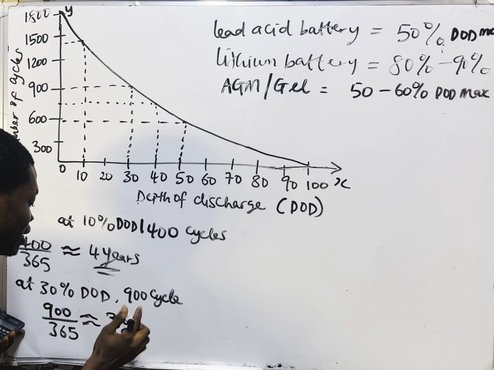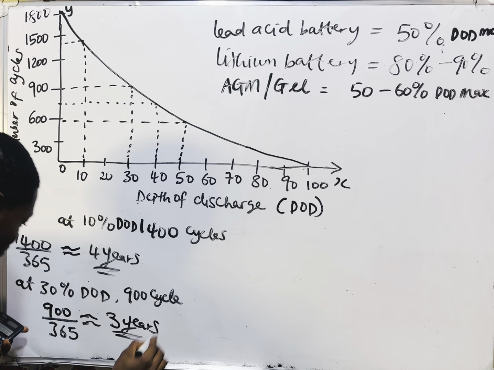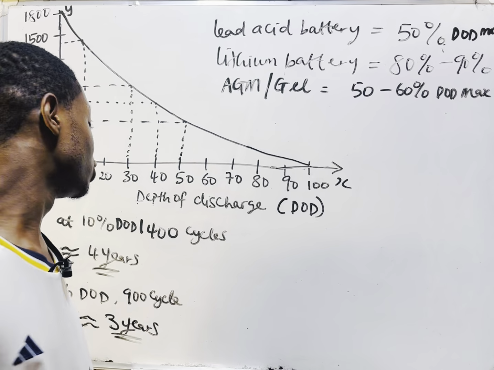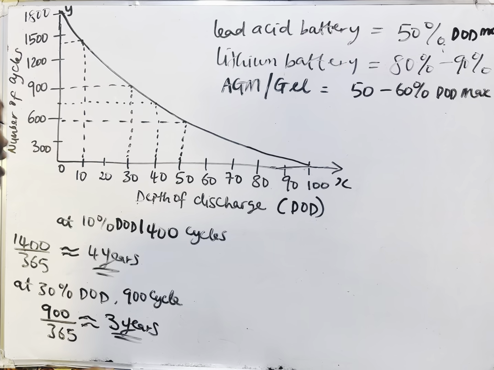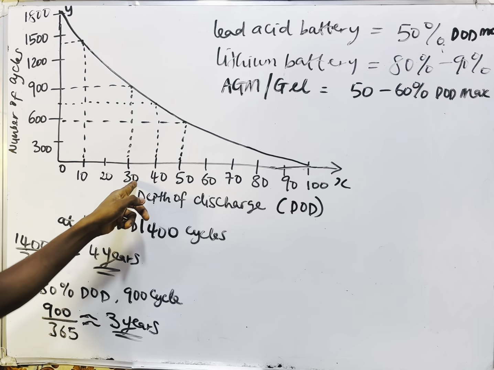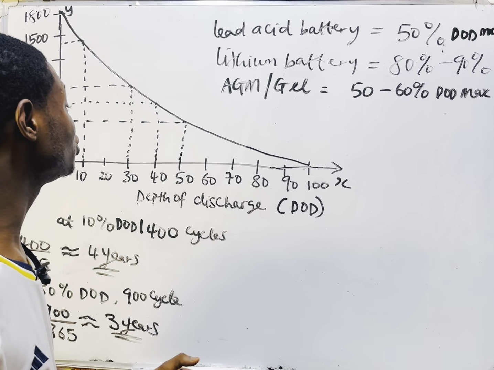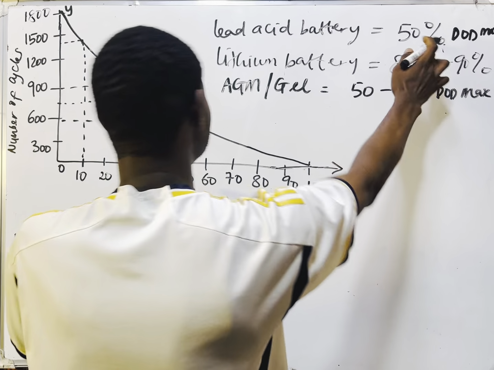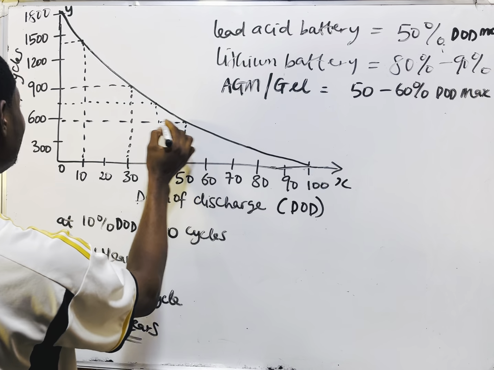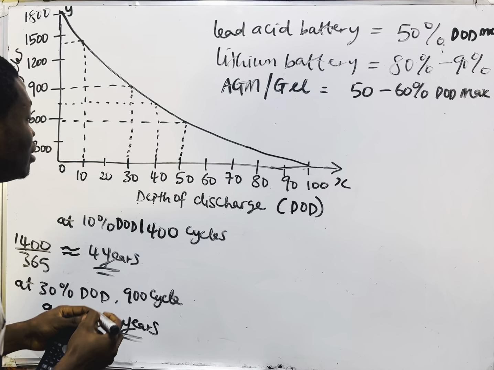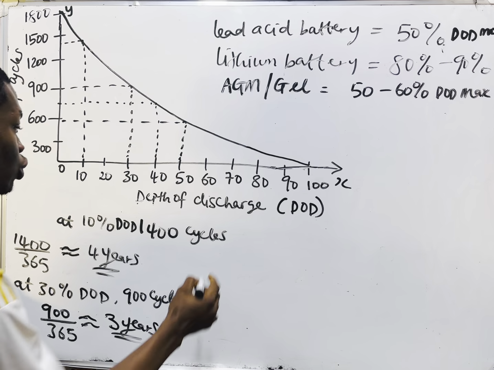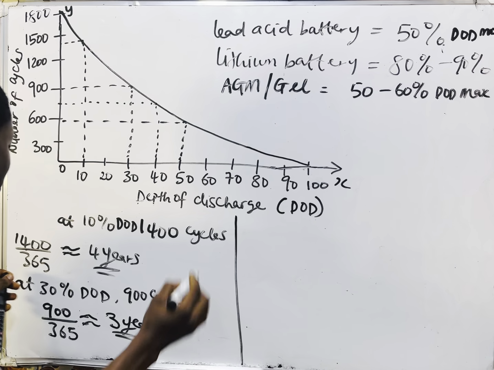It will last for how many years? 3 years approximately. So our battery will last for 3 years if our DOD is at 30%. So let's assume that we are making use of a lead acid battery, that the DOD is at 50%. 50% is a 600 watt cycle. So let's check how many years it will last for us.